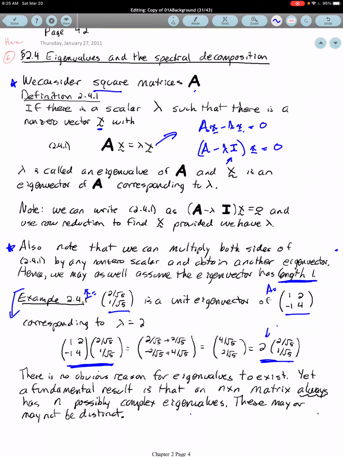Okay, this says that a fundamental result is that any square matrix always has n eigenvalues. Now, it's sort of like the fundamental theorem of algebra that says for any polynomial there are n roots, but those roots aren't necessarily real, and those roots aren't necessarily distinct, and that's also true for eigenvectors and eigenvalues.